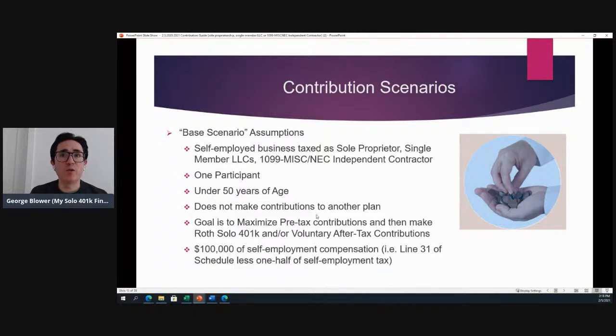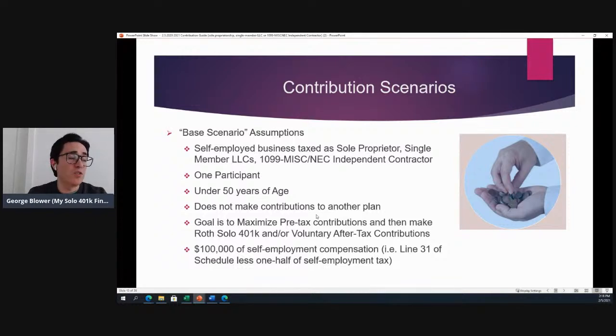So let's turn to the contribution scenarios. Let's start with the base scenario and go over those assumptions. What we'll do to illustrate the points is change some of these assumptions and see how it impacts how much can be contributed to the solo 401k. The starting assumption is that we have a self-employed business that's taxed as a sole proprietorship, a single member LLC, or a 1099 miscellaneous or NEC independent contractor where the income is reported on Schedule C of the 1040.